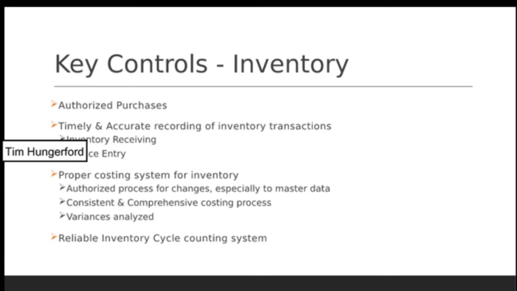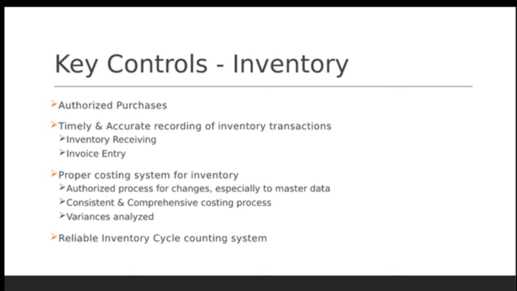So when we talk about the key controls related to inventory, we want to make sure that purchases are authorized. There's some sort of process in place to authorize purchases of inventory, and other items for that matter, but inventory in this case. Timely and accurate recording of inventory transactions. They're happening as they occur, usually, if you've got a perpetual system, which we'll talk about, making sure invoice entries are happening. These things are all going about so that the transactions get reported timely and accurately.